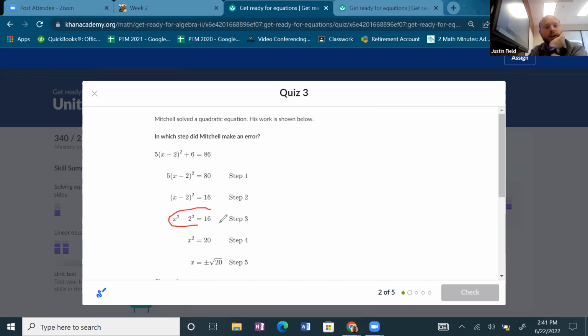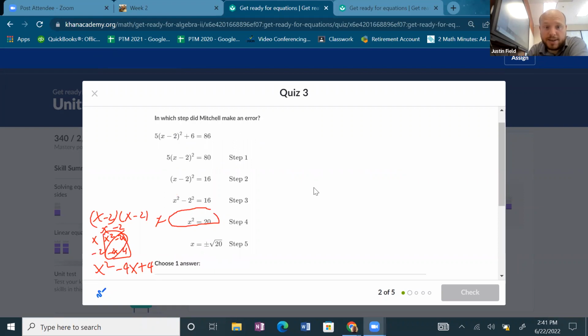When you do that, you can't do that because x minus 2 squared would be x minus 2 times x minus 2, which is not equal to x squared minus 2 squared, because we get a middle term. We've got to add these 2 terms together. It actually becomes x squared minus 4x plus 4. All right, so step 3, that is a mistake.